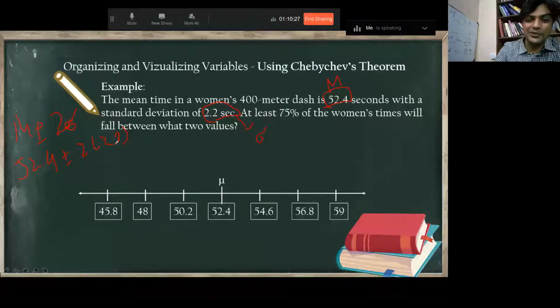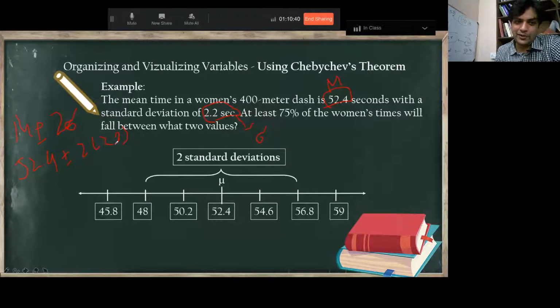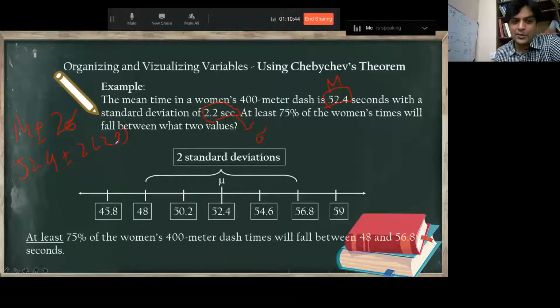So this is mu. This is every step, like 1 standard deviation, 2 standard deviations, 3 standard deviations, 4 standard deviations, right? So these are the times. So 2 standard deviations is between 48 and 56.2. So this is the range. So at least 75% of the women's 400-meter dash times will fall between 48 and 56. Easy, right? It's super easy if you know the formulas and if you understand the formulas.